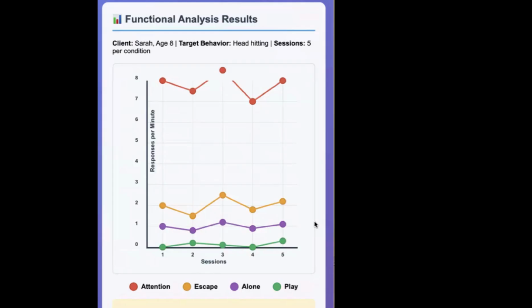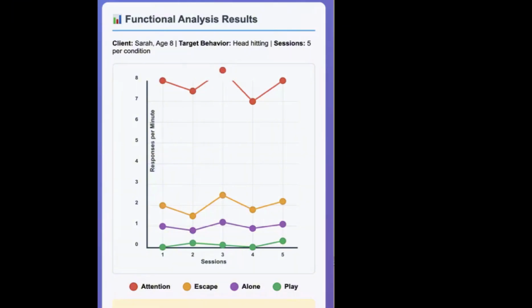Here is an example of a functional analysis results graph. You have the sessions on the bottom, and then you can see here that attention is red, escape is orange, alone is purple, and then there's a play condition here. So this one does not test for access, but it does test for the other three. In the play and alone conditions, you can see that the behavior of head hitting does not happen frequently. But you can see with the attention, it happens a lot. This could be connected here.